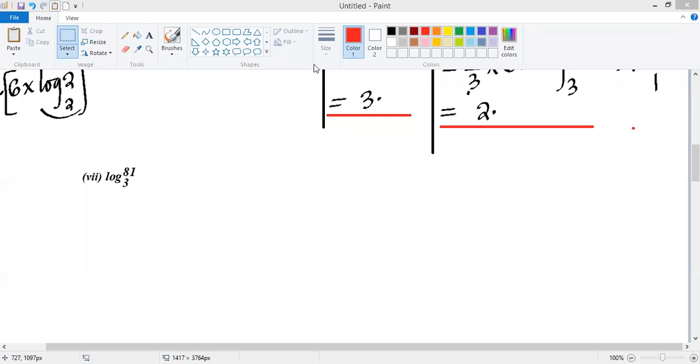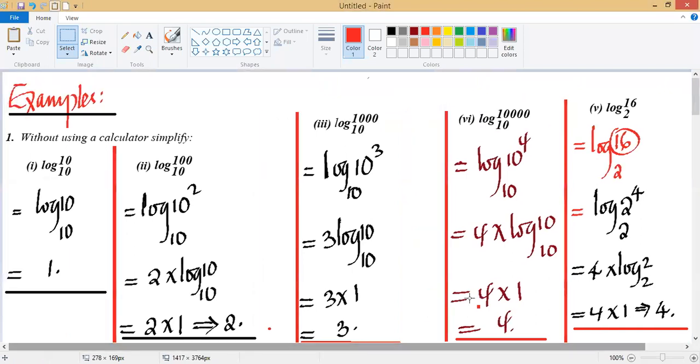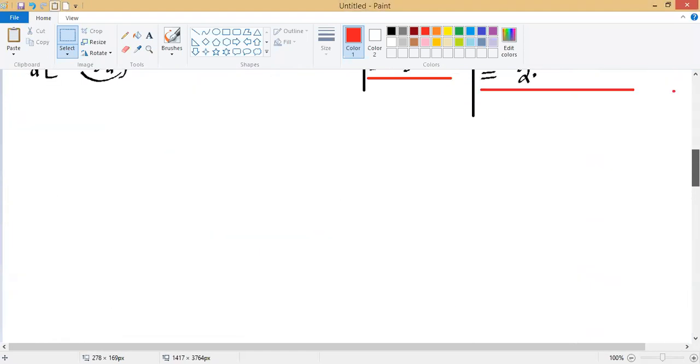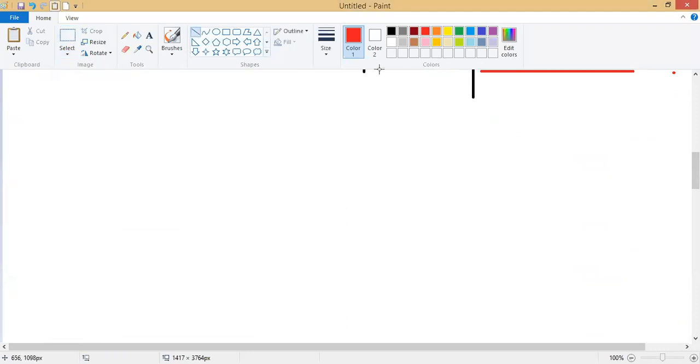It is a 4. The log of 81 base 3 is a 4. Thank you so much. Now, example number 2, that was example number 1, where we have been evaluating single logarithms.